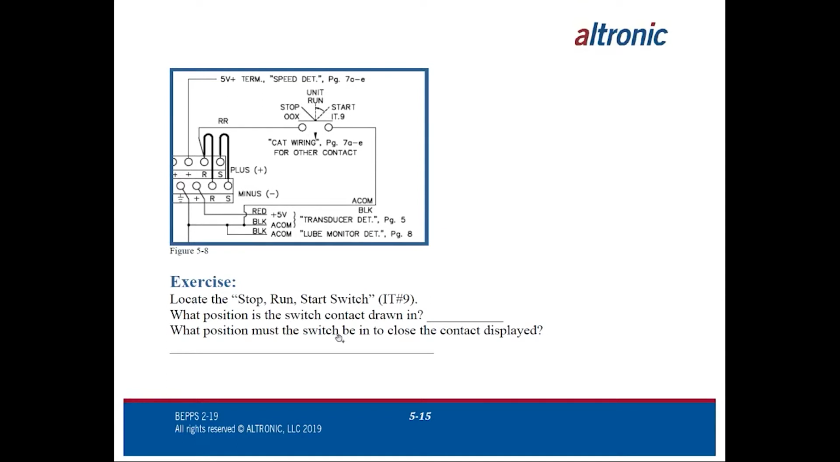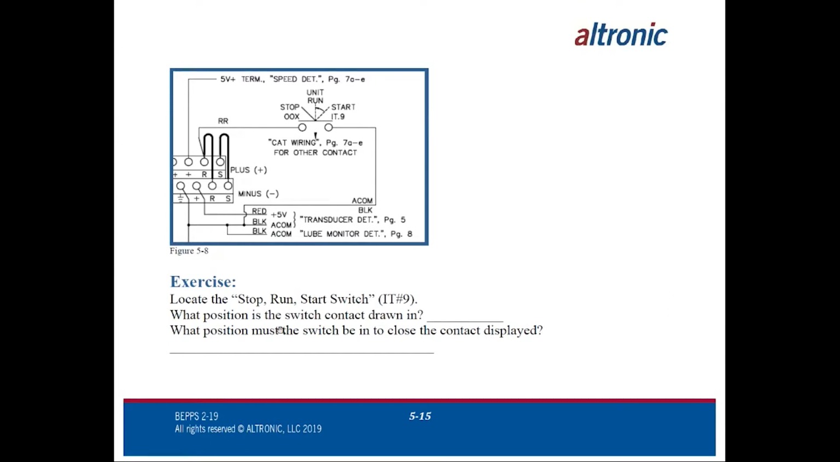What position must the switch be in to close the contact displayed? Now this is a fun one too. So in general, when you see these switch icons in an Ultronic drawing, you're also going to look real close. You're going to see an O O X. So we know that with this arrow right here and this wording that there's more to this switch or another contact block somewhere else. In this case, it says page 7A through 7E.